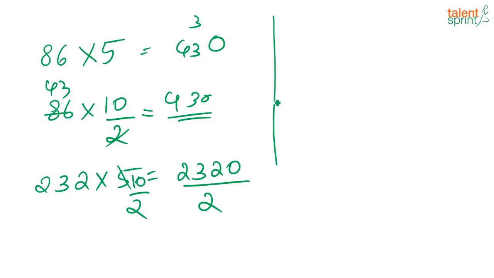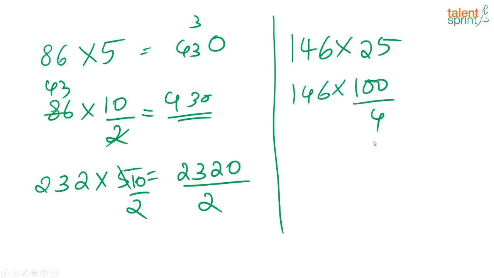Okay. Now, similarly, like how you do for 5, you can do for other numbers like 25 also. Let us say you have a multiplication, 146 into 25. How will you do this? 146, what is 25? 25 is 100 by 4. So just do 146 by 4 into 100. That will give you your answer. Correct? So this will be, again, 146 by 4, here you have 3 and then you have 26, correct? So 26 by 4 is 8 and then you will have 0.5. So your answer is 3650.